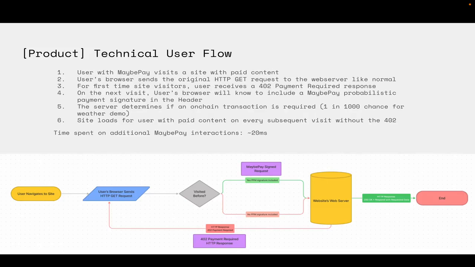So just to explain what happened exactly, the user navigated to the site. The user's browser sends the HTTP GET request. And if it's the first time they visited, the site will send back a 402 payment required response. The next time the user visits, or when the page reloads, the browser knows to send, in addition, a MaybePay signed message that authorizes the payment in the future. And with that, the website will then successfully serve the data. And this entire process only adds one back and forth cycle, and that's about 20 milliseconds.